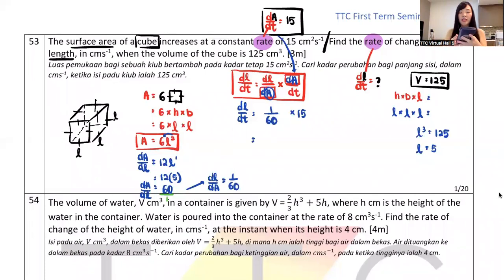So 1 over 60, if I times 15, are you guys getting the answer? 1 over 4. Got it. Remember, they write cm, you write cm, and then per second. Don't write cm squared because L stands for length. Length is just cm. Done.